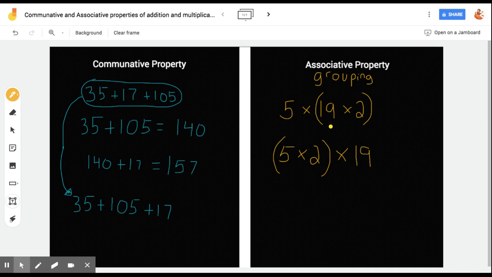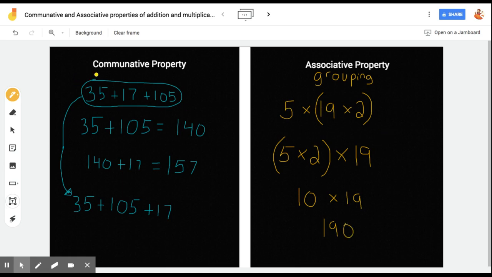So using the associative property, this is exactly the same thing. I just changed the way I grouped, but I'm still doing the same multiplication. 5 times 2 now gives me 10. And it's so much easier for me to multiply when I know that I can regroup it like that. And 10 times 19 would give me 190.